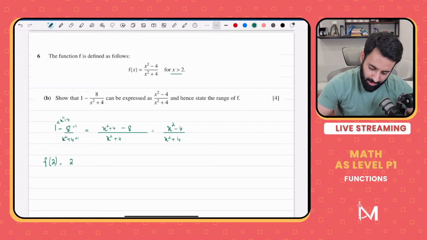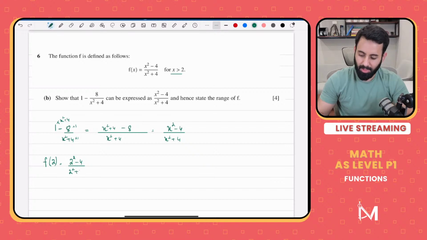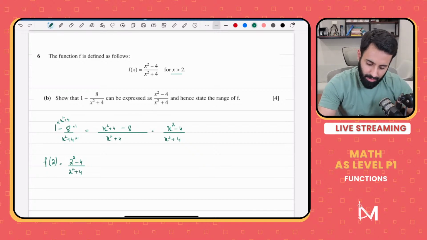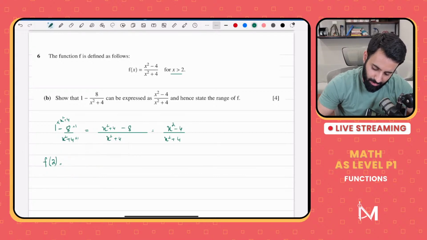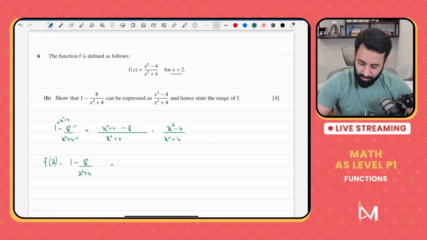So 2 square minus 4 over 2 square plus 4. Let's see what we get. So in fact, let's not plug in 2 in this. Let's plug in 2 in this, 1 minus 8 in this form. 2 square plus 4. So 2 square plus 4 is 8. 8 upon 8 is 1. So that means we get 1.